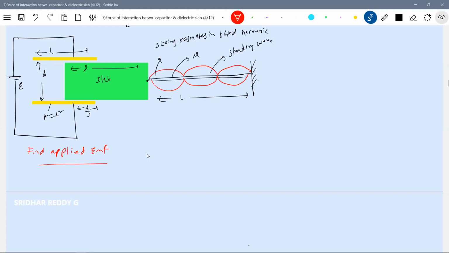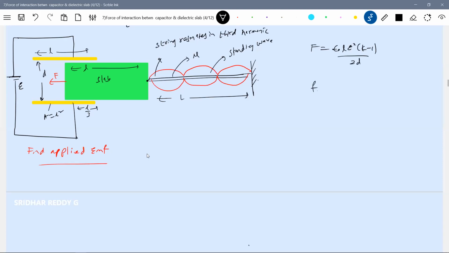Who will provide the tension, from where will the tension come? This particular force. So what is this F? F should be equal to T. Epsilon naught L E squared (K minus 1) over 2T. This F only will provide the required tension.